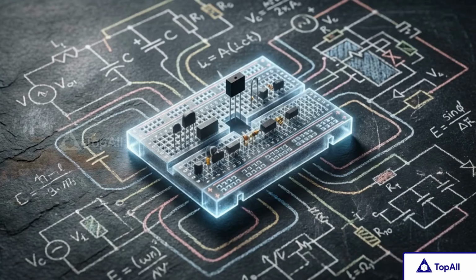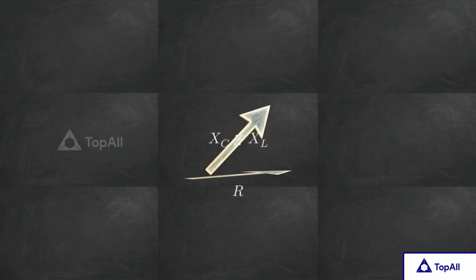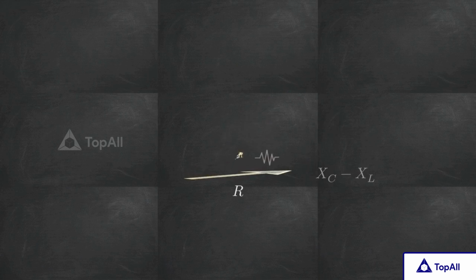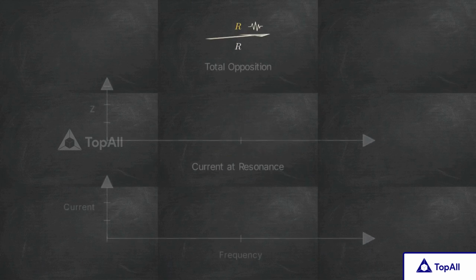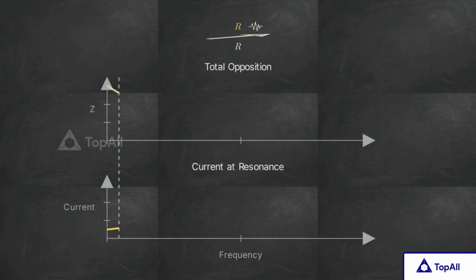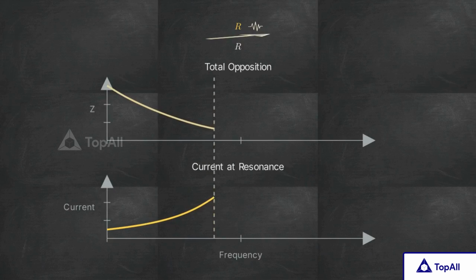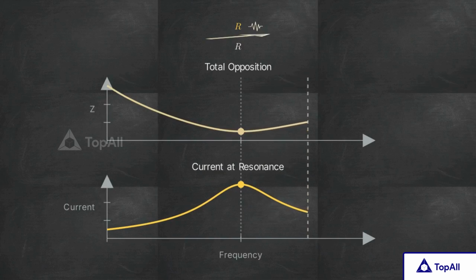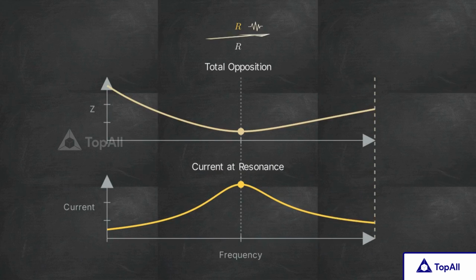quantifiable unit of resistance. If you vary the frequency of the AC source, you reach a point where the inductive and capacitive reactances perfectly cancel each other out. This specific condition is called resonance. At resonance, the circuit's total opposition drops to its absolute minimum, leaving only the standard resistance. Because the opposition is so low, a massive surge of current flows through the circuit.